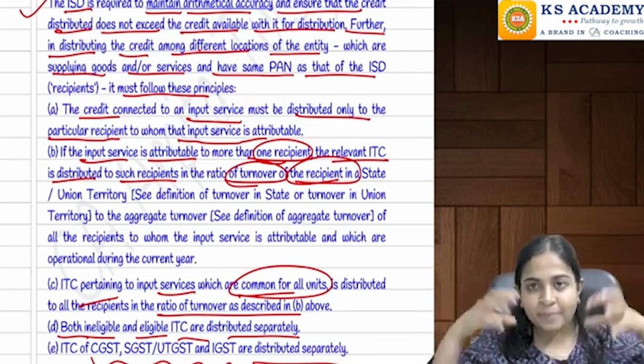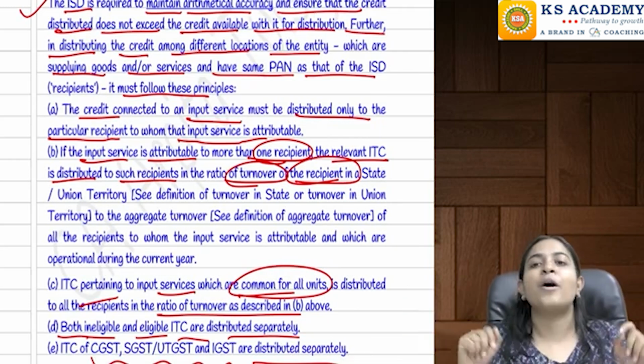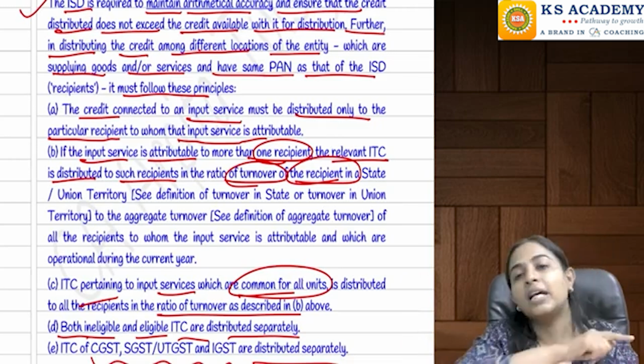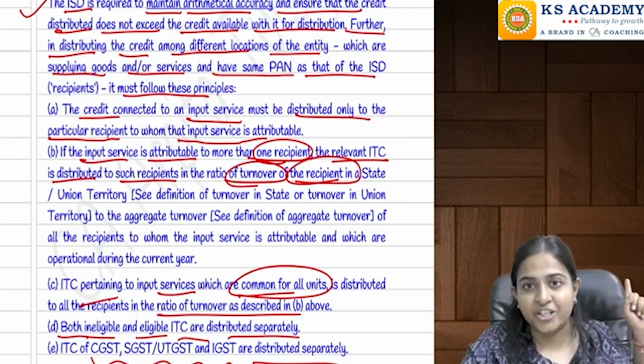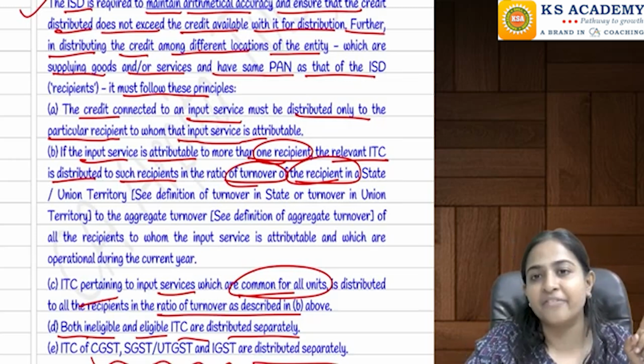Okay, if I have taken some credit which is commonly used by all the offices, then distribute it amongst all the offices in the ratio of turnover of the preceding financial year. Your relevant period is the preceding financial year.